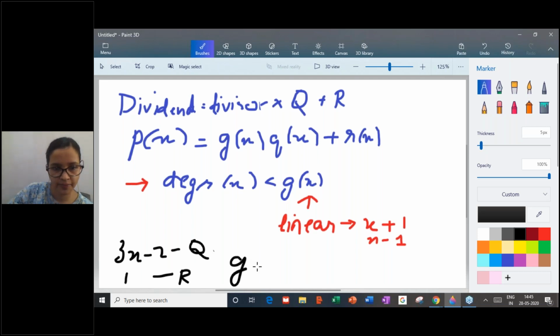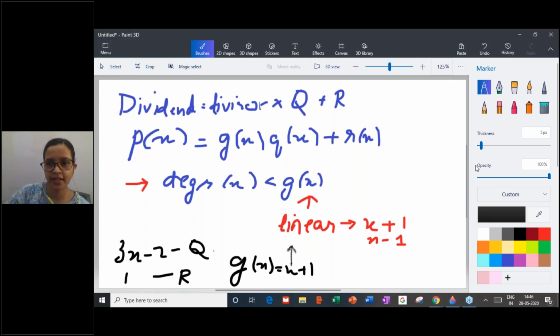And g of x was x plus 1, right? So if you see here, now you'll understand what I'm trying to say. So g of x is x plus 1. Here the degree of x is 1, right? This is a linear equation. The degree of x is 1. This becomes a linear equation. And the degree of r is 0 because it's a constant, right? So 0 is less than 1. Basically, the degree of the remainder is less than that of g of x. That's all I'm trying to say.